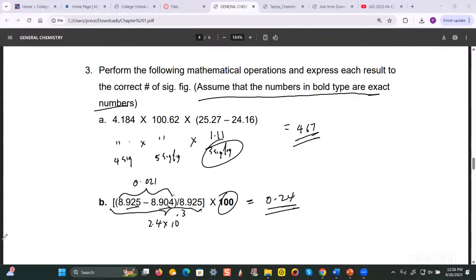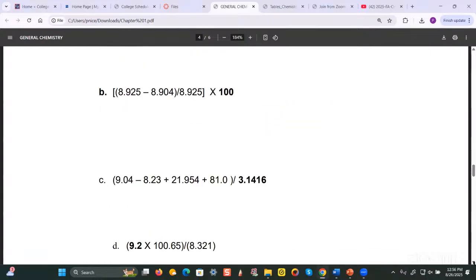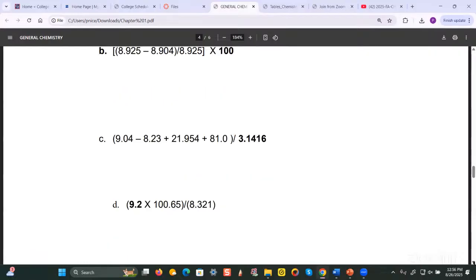Okay, let me clear this here. Okay, how would you deal with this one? Again, remember the bold type numbers are exact, all right? So what would you do in this case? The parentheses. Okay, so start: 9.04 minus 8.23 plus 21.954 plus 81.0.